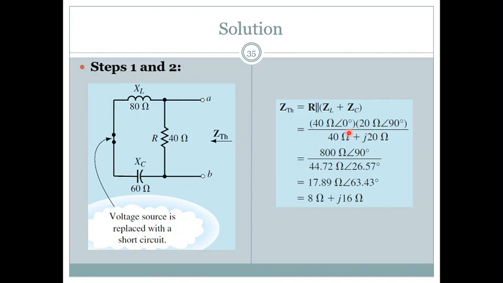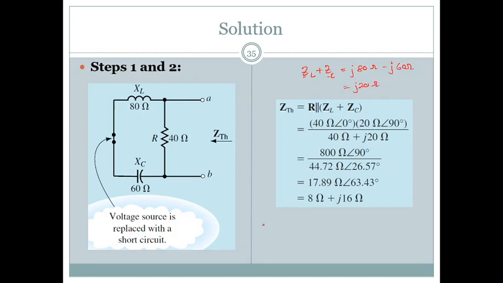One thing that I would like to write in here is this was actually discussed in the last lecture as well. ZL plus ZC is equal to j80 ohms minus j60 ohms, which is j20 ohms.